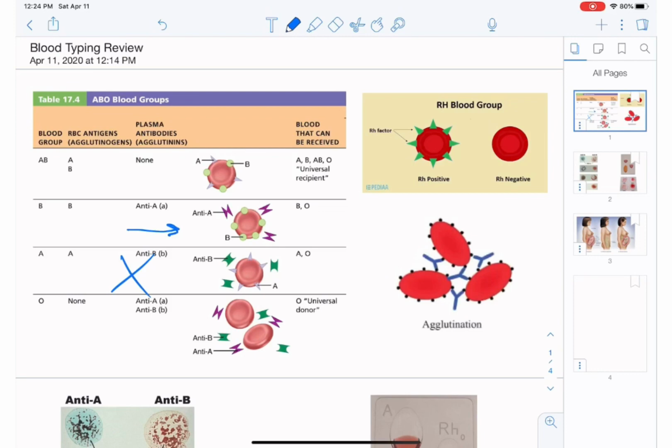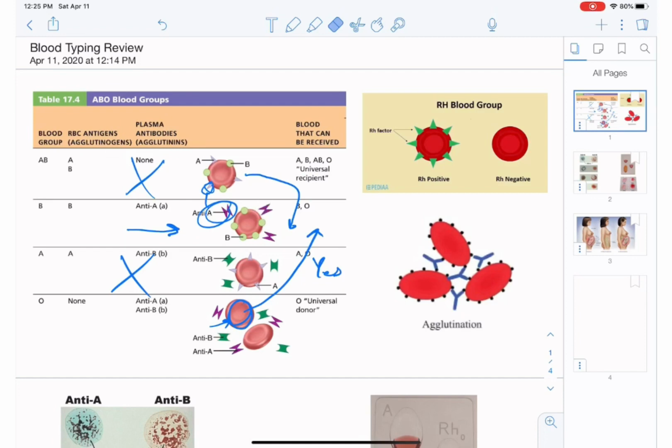What about from a type AB? What would happen if type AB gave blood there? Well, again, these anti-A's would attack the A antigen. So that's not something we can do either. What about the type O? What would happen if a type O individual donated blood to a type B? Would that be acceptable? And the answer is yes, because there's no antigens on this type O individual for the type B individual to attack.